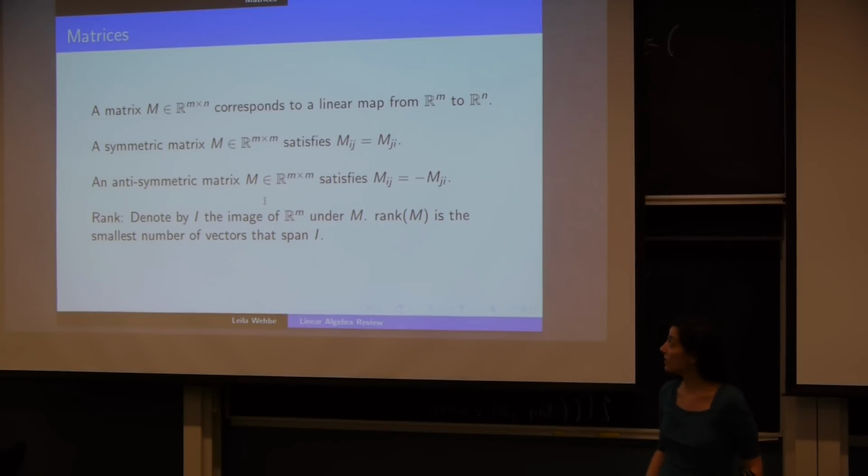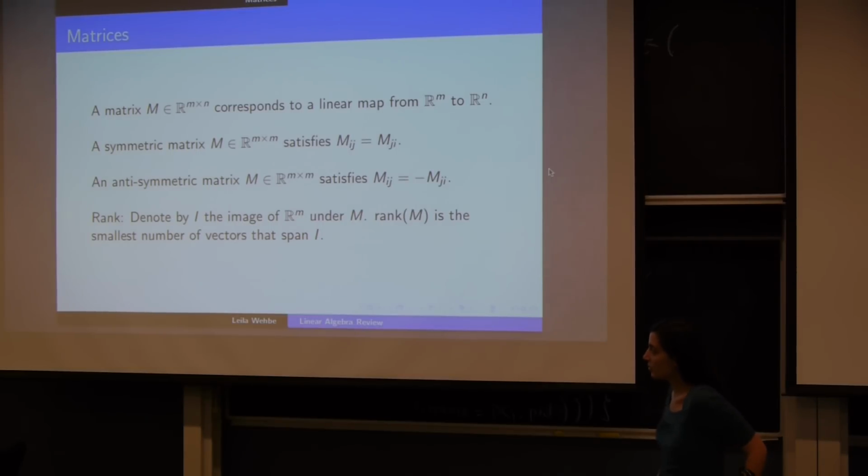A symmetric matrix is a matrix that is square first. It's in R^(m×m), and it satisfies the property that M_ij equals M_ji. An anti-symmetric matrix satisfies the property that M_ij equals minus M_ji.